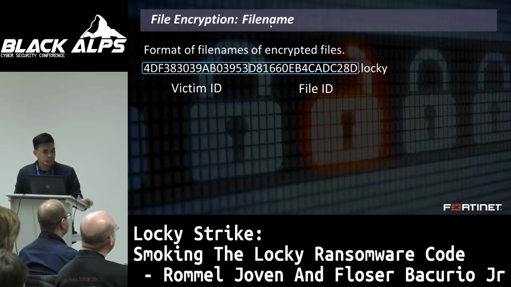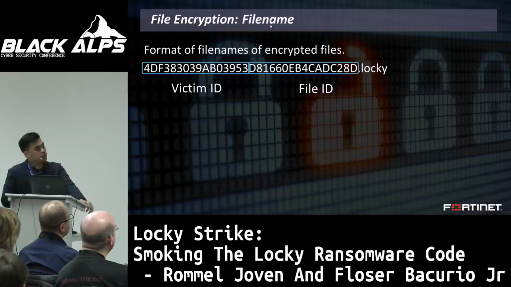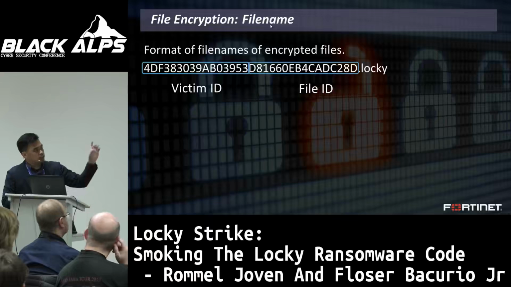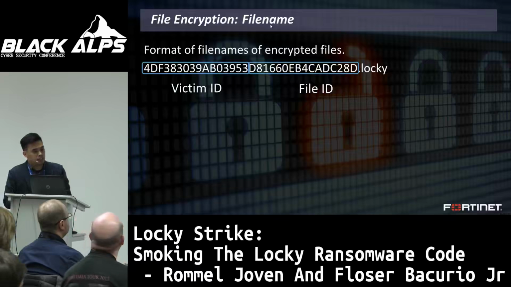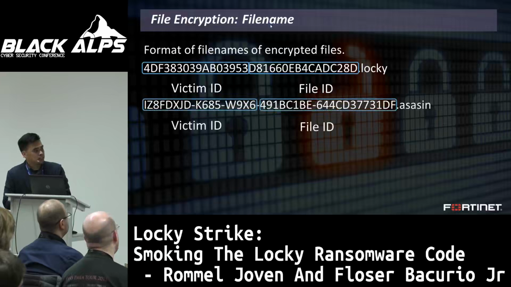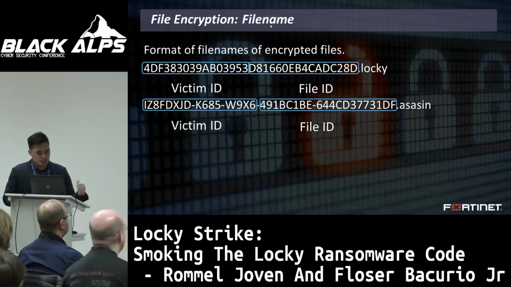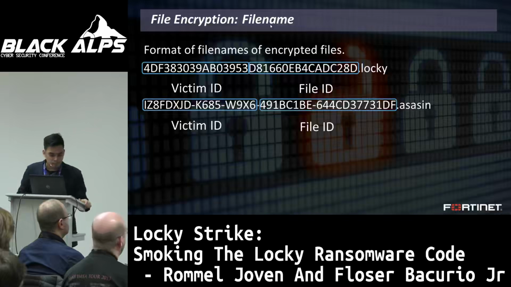As we said, the file name is also encrypted, so it has to create its own file name. This is the format of the encrypted files by Locky. Again, we have the victim ID, the first 16 characters, and the next 16 characters is the file ID. Then it is appended by .Locky. This is the very first version. Then the latest one is .assassin. The victim ID is still the same, 16 characters, while the file ID has 4 more characters, so 20 in total, then appended by .assassin.